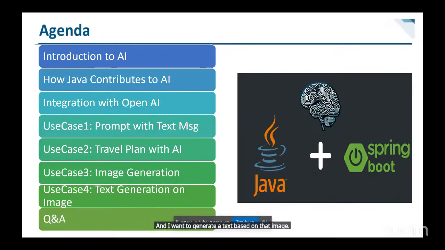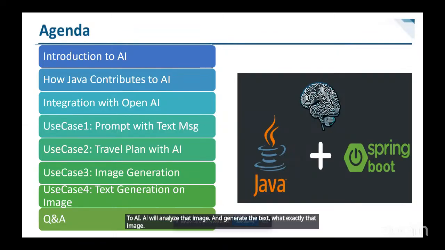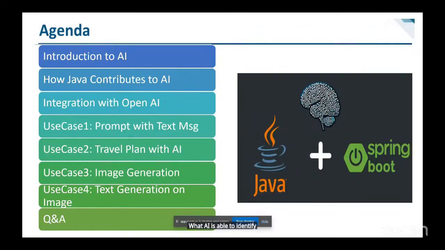Okay, I have an image. I'll give that image to AI. AI will analyze that image and generate the text, what exactly AI is able to identify, all those things. Okay. And in upcoming workshops, I'm going to talk about facial recognition and videos, and I have some ideas.